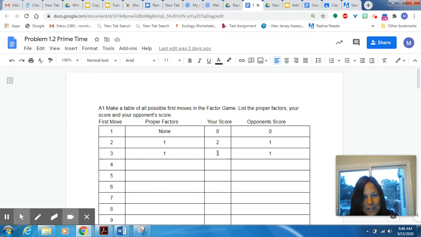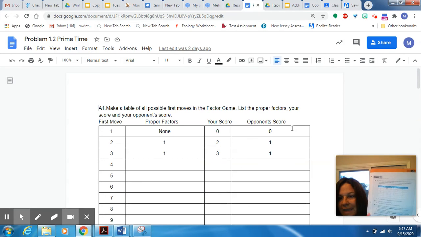You can see I did the first couple ones for you. If you chose 3 first, you're going to get 3 and your opponent will get 1. So you're naming the proper factors, giving your score, and then giving your opponent's score. Okay, so that will take care of A1 in the book. And then for A2, they're asking you to describe an interesting pattern that you see in your table.